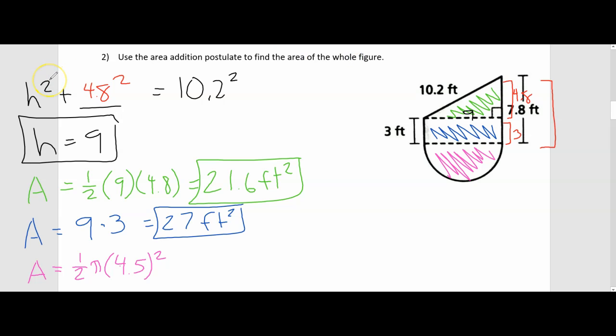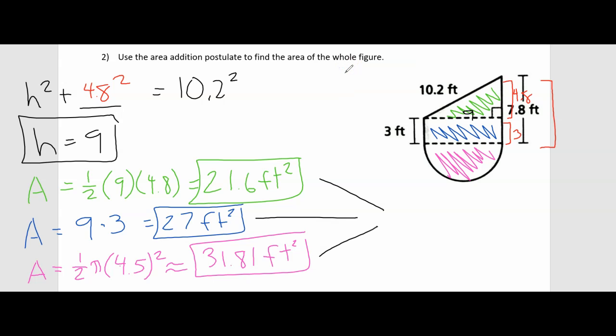So I'm going to go to the nearest 100th because I'm in the middle of my problem. 1/2 times pi times 4.5 squared. That gives us approximately 31.81 square feet. Then, of course, this is a composite figure. So I'm going to add all three of these together.